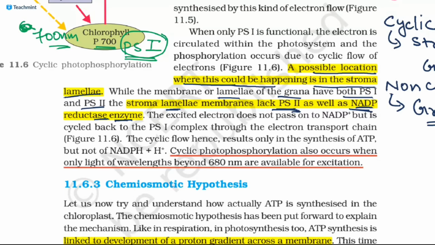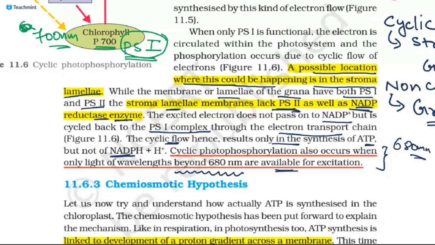This point is very much clear. This concludes this point. Now, next point, and we'll quickly read through it. The excited electron does not pass on to NADP plus, but is cycled back to the PS1 complex through the electron transport system. This cyclic flow results only in the synthesis of ATP, and not of NADPH. Now, cyclic photophosphorylation, when will it occur? Only if light beyond 680 nanometer is available. If light of 680 nanometer is present, will cyclic take place? No, because then non-cyclic will take place.